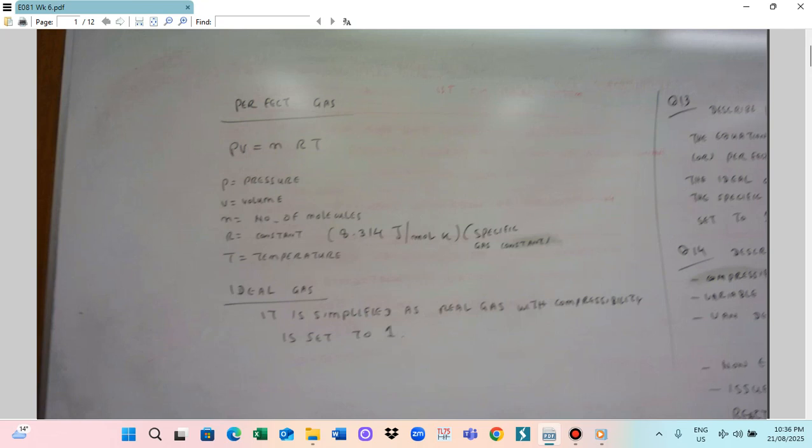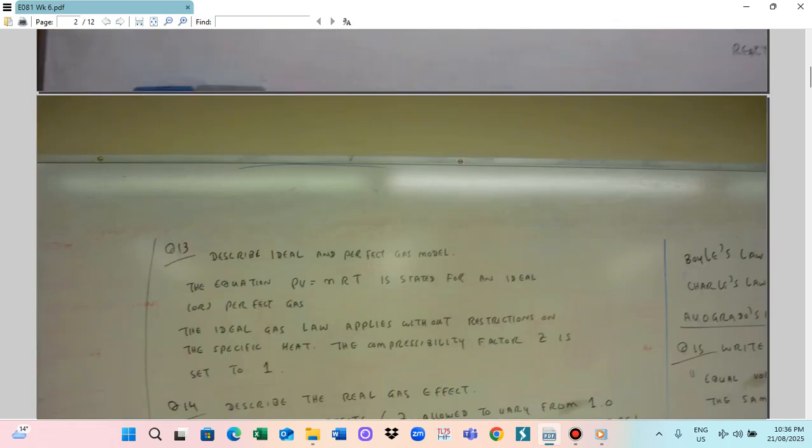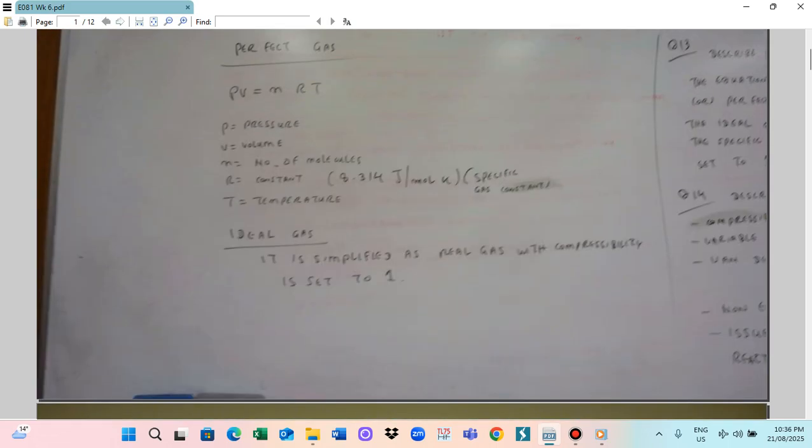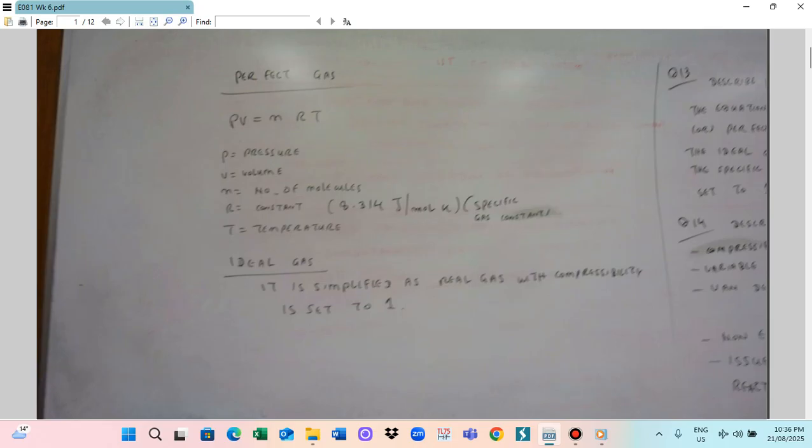Now we have to describe the real gas effect. The real gas effect means the compressibility factor. Gas can be compressed. If the gas cannot be compressed, this is not a gas. So we also have to describe the real gas effect. Some gases are not real gases, they cannot be compressed. To become a real gas, there must be the compressibility effect. So this means gas must be compressible.